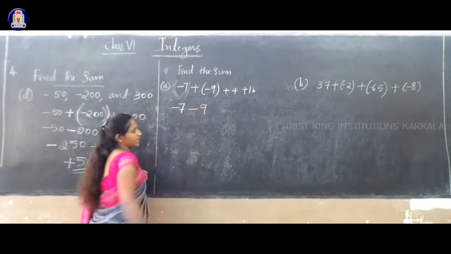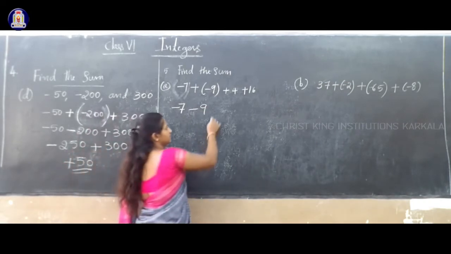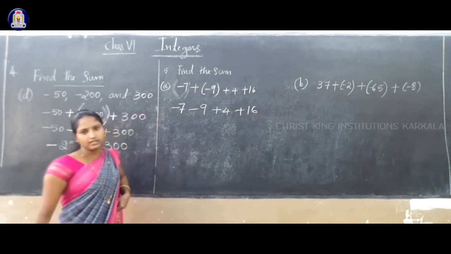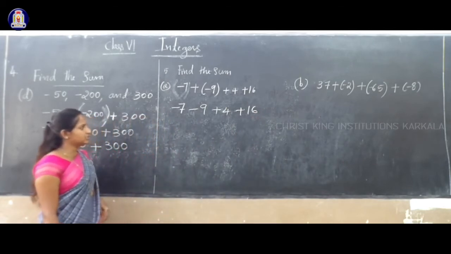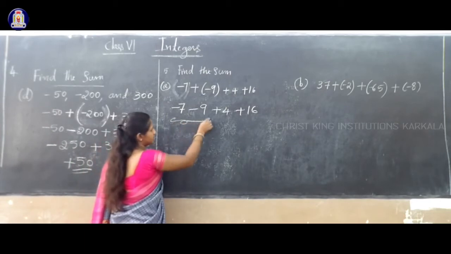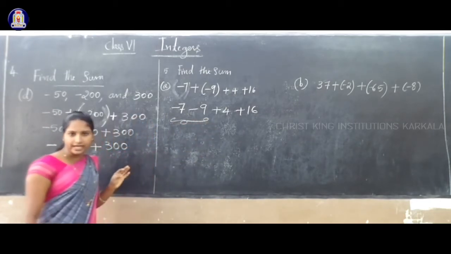So minus 9. The next integer is plus 4. And the next one is plus 16. Clear? So write it as it is. In the next step, see the integers minus 7 and minus 9.